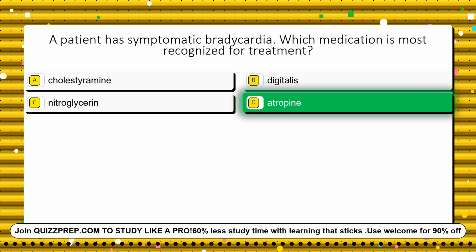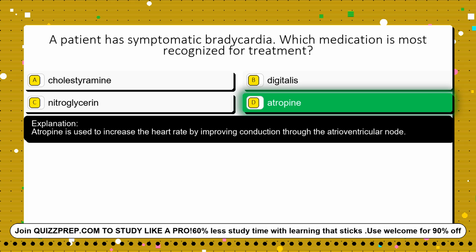The correct answer is option D, atropine. Atropine is used to increase the heart rate by improving conduction through the atrioventricular node.